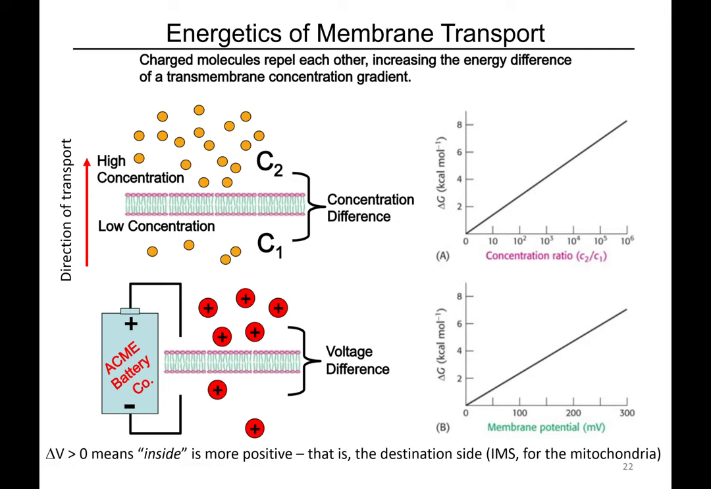And the way that we define the delta V, it means the place where we are transporting it to is more positive. So a delta V being greater than 0 means that the resulting position is more positive, okay? So for us, as we move it from the matrix to the inner membrane space, having a positive delta V means that the inner membrane space is more positive, the matrix is more negative, okay? And that's exactly what it is. So the idea here is that the larger this potential, the more energy it takes to move a positive charge from a negative space to a positive space, okay?